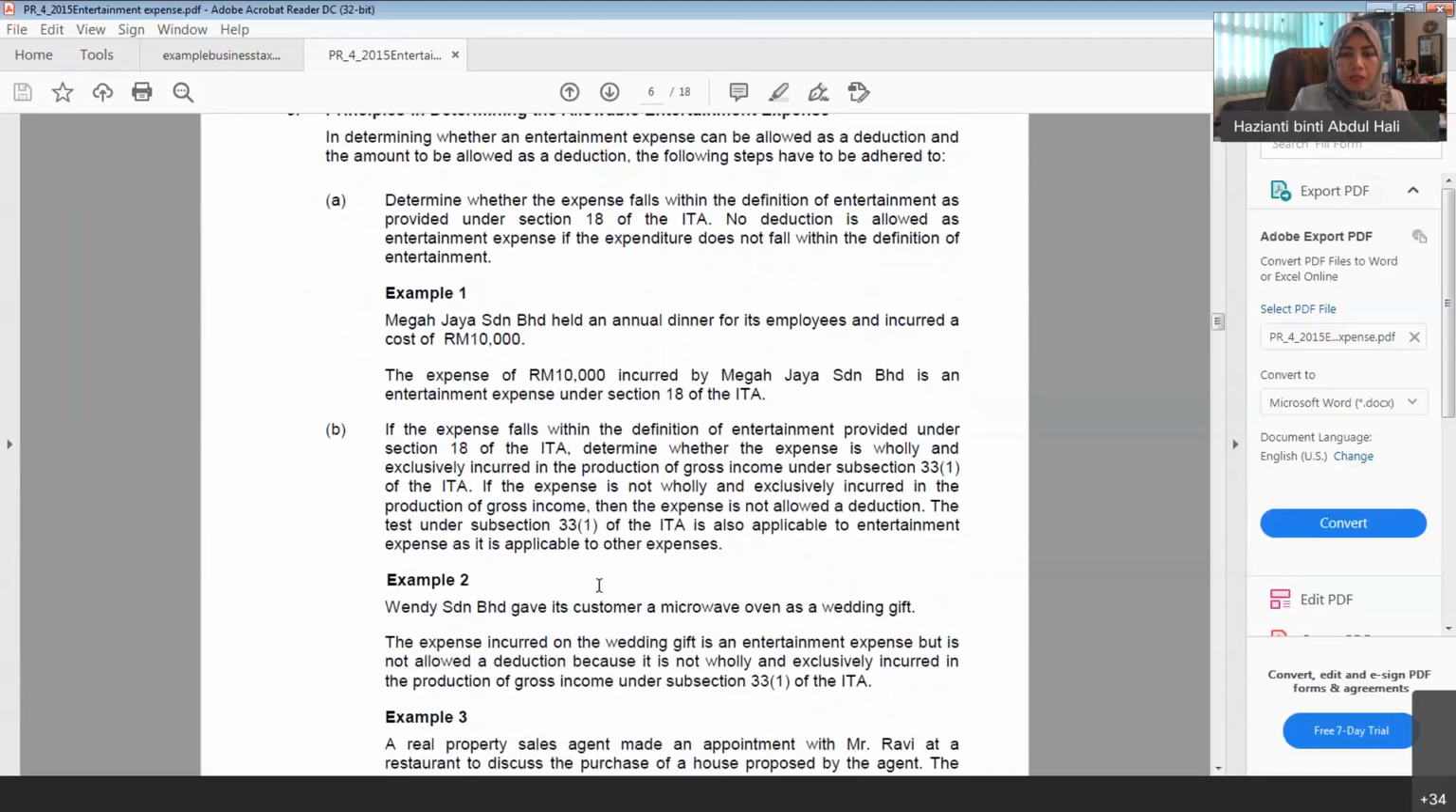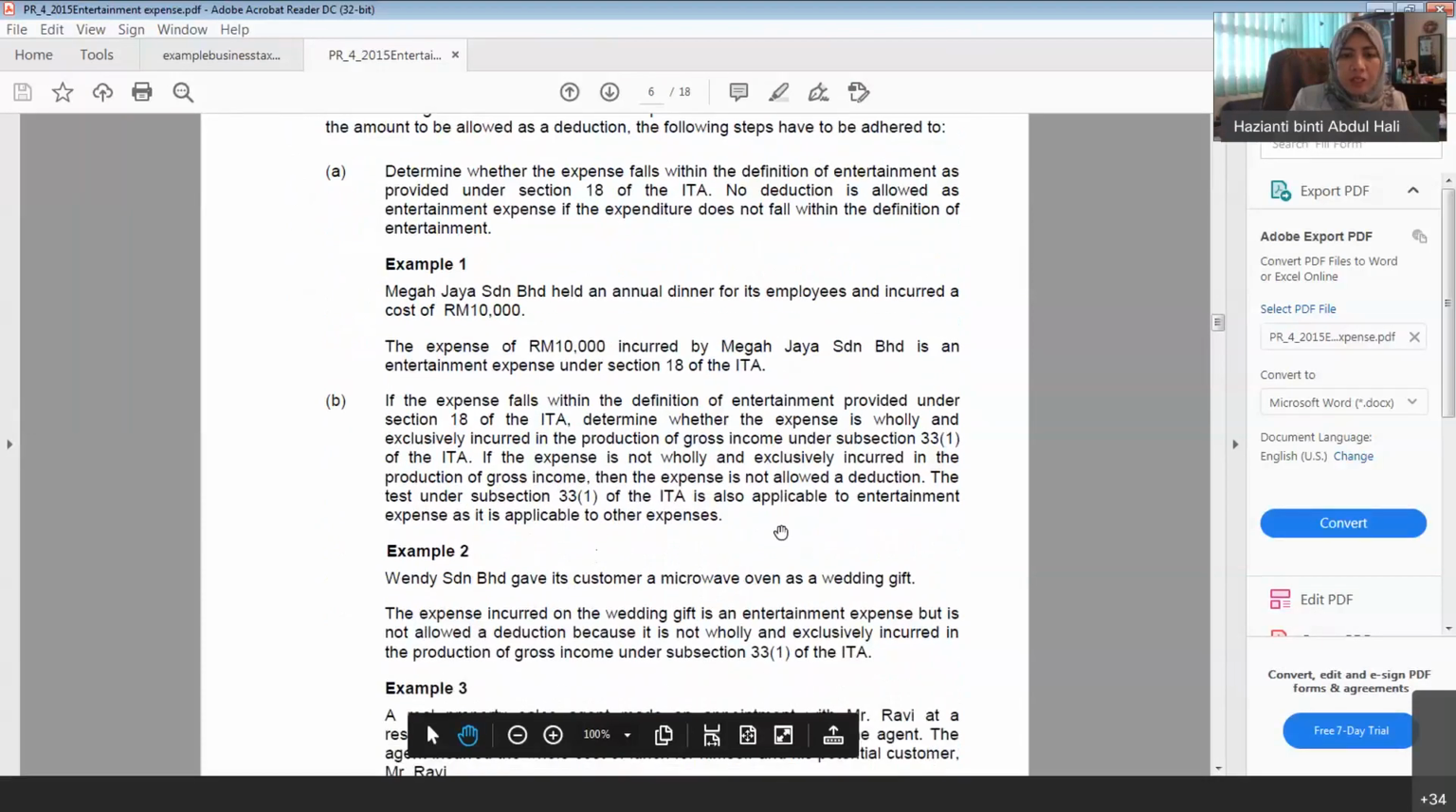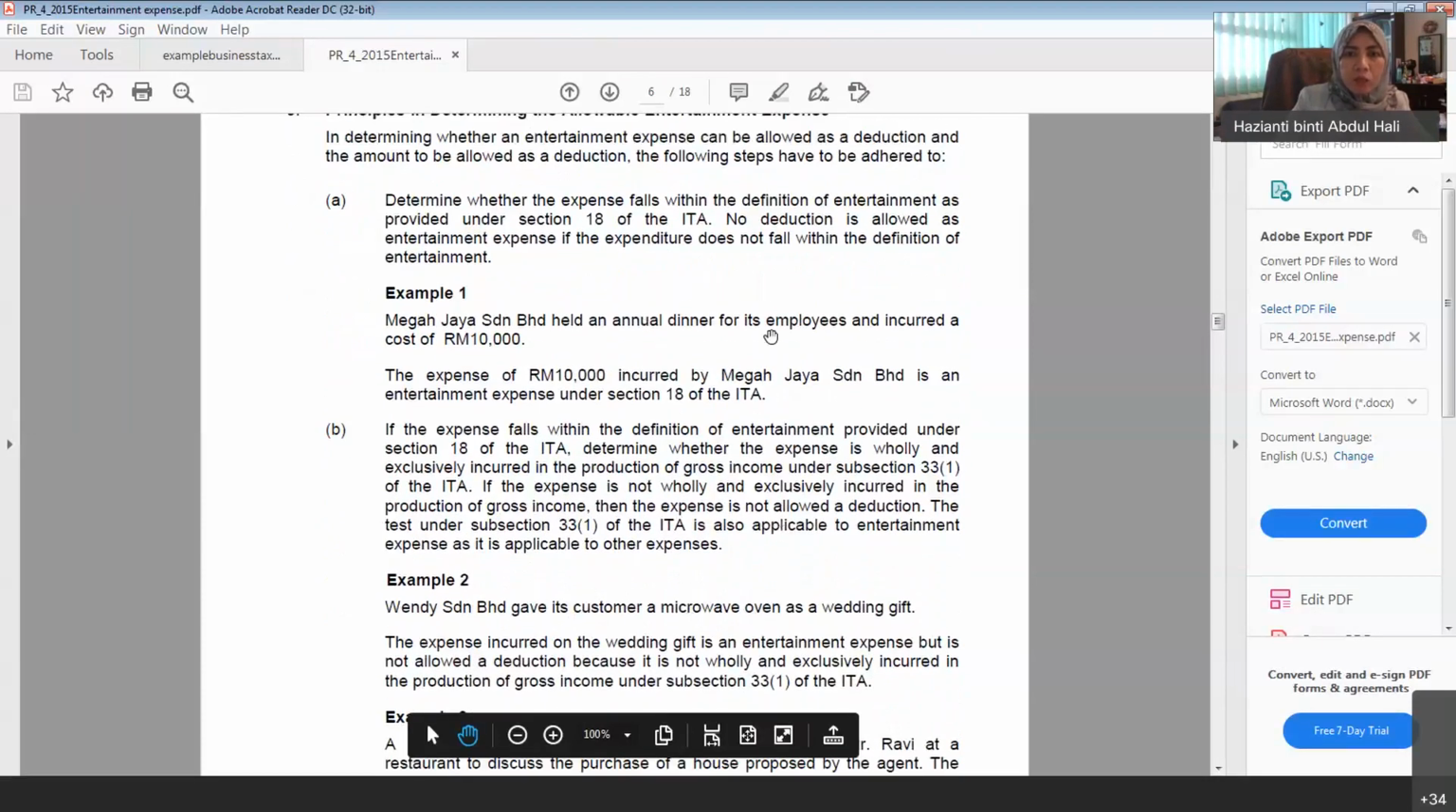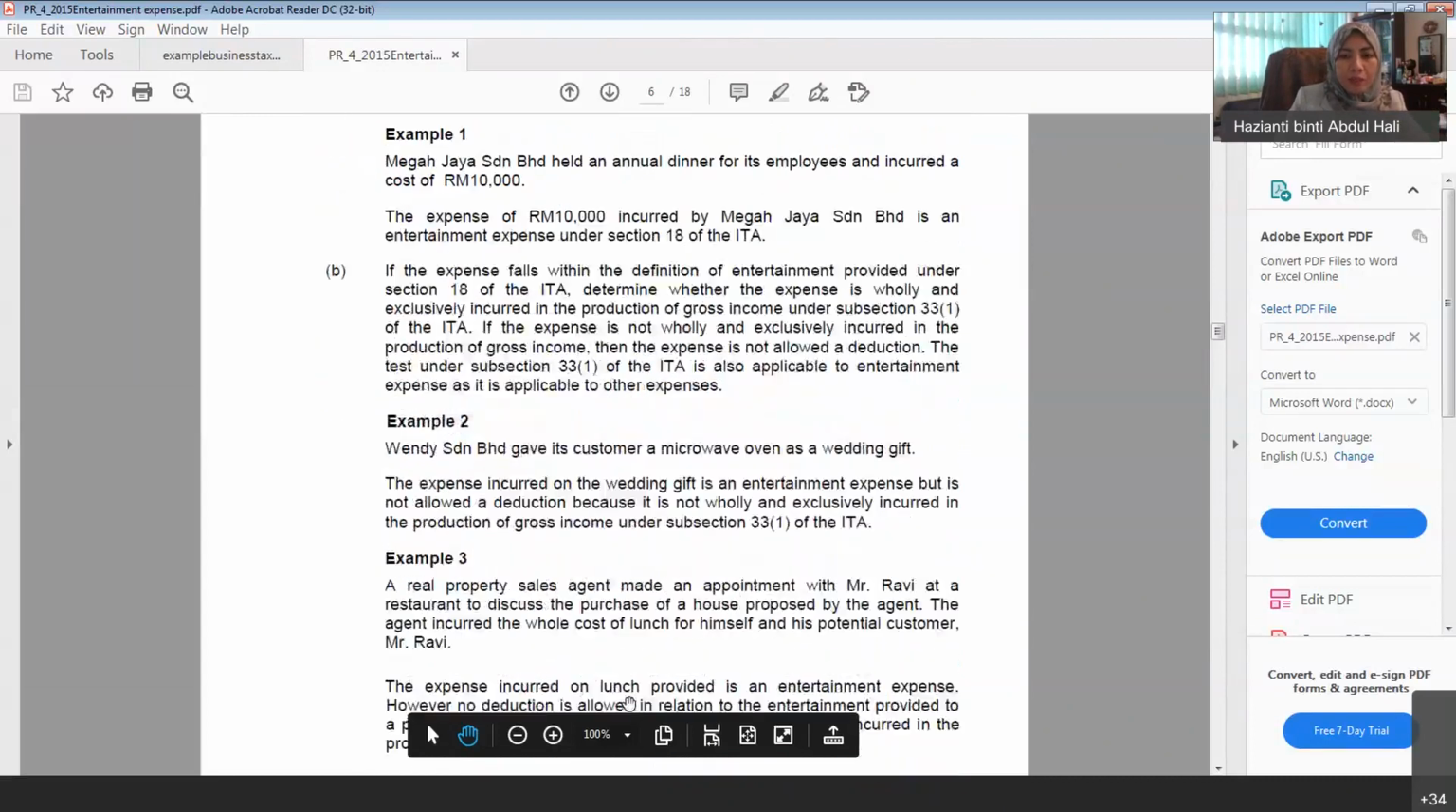So kita nak tahu juga bila kita kata dia entertainment expenses, and we also want to know whether the expense is wholly and exclusively incurred in the production of gross income. So kalau tak, tak boleh tolak. So Wendy gave its customer a microwave oven as a wedding gift. Not allowed as deduction. Yang atas ni boleh because dia buat dinner untuk employees of the company. So this is allowable deductions. Tapi yang ni dia bagi oven to the customer as a wedding gift. Bukan sebab beli barang dia as a wedding gift. So dia ialah entertainment expense but not allowed because not wholly and exclusively incurred in the production of gross income. Okay.